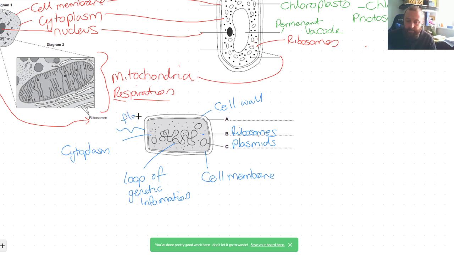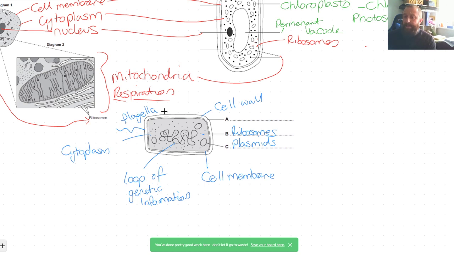We'll see a flagellum, but not on all of them. But yeah, it's worth having that down as well. So if we're looking at the key differences from an animal cell through to a bacteria, much, much smaller, too small even for mitochondria. They have a cell wall that animal cells don't have. They don't have a nucleus, but they do have genetic information, but it's in a loop and in plasmids rather than in a nucleus.